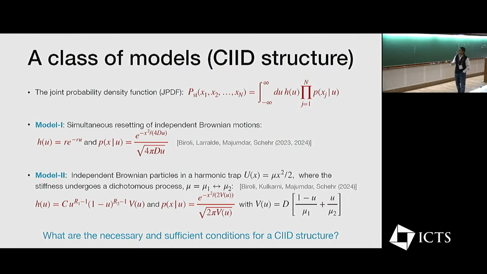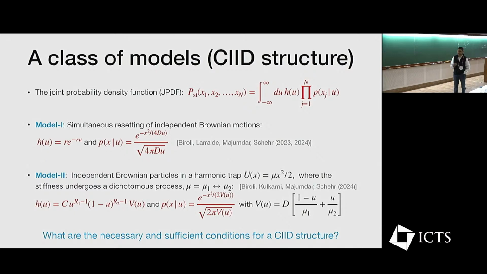There is a class of models recently found. This structure is called the CIID structure, conditionally IID structure. Basically, you have an IID structure inside, conditioned on some parameter u, and you average over u. It turns out that you can actually find this kind of structure in physically realizable models.